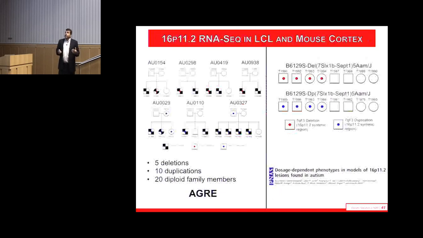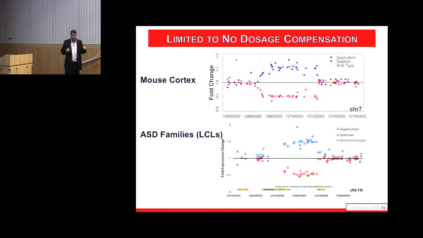And so we did RNA-seq on a series of multiplex families with deletion or duplication of the 16p11 region. We also looked at mouse cortex of a model that has deletion or duplication of the syntenic 7qF3 region that was created by Alea Mills at Cold Spring Harbor. And I'll just basically give you the overview of this because it's just an intro into the CRISPR work.